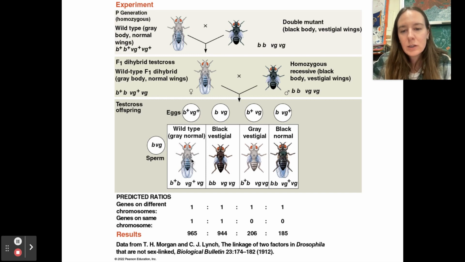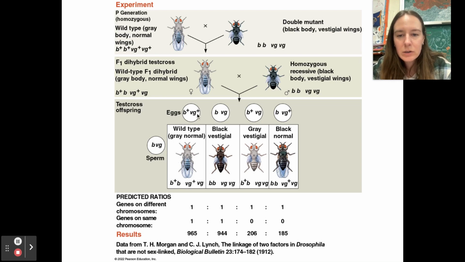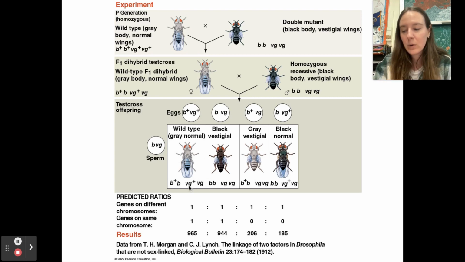If this egg and this sperm combine, you are going to have B plus and little b, so wild type and mutant, heterozygous, so you'll have normal gray appearance. If you have vestigial, this would be the wild type and then the mutant, you have heterozygous here, but you still have that dominant wild type allele.